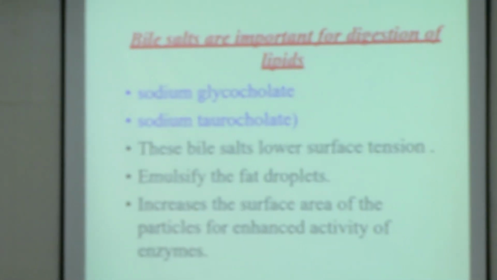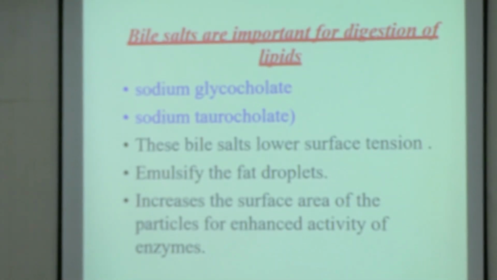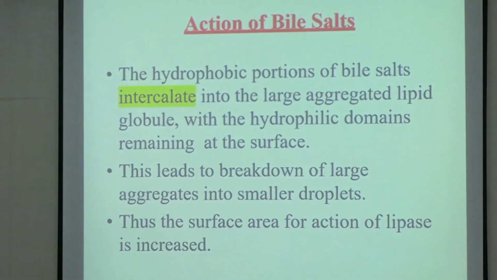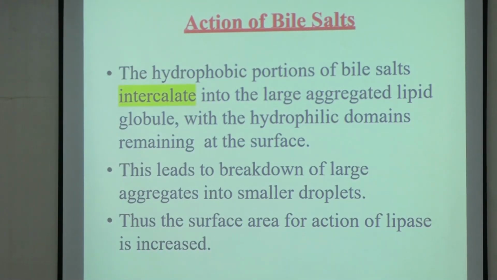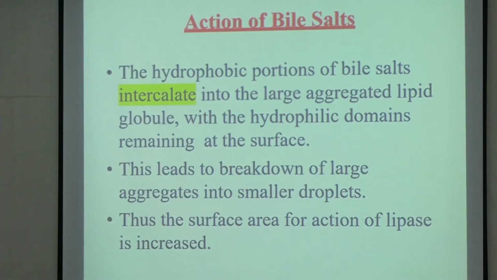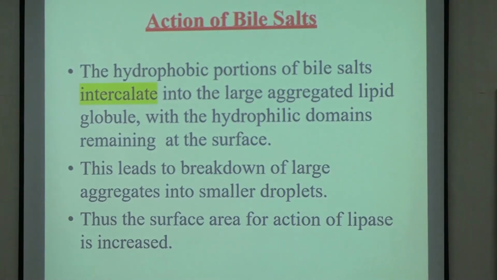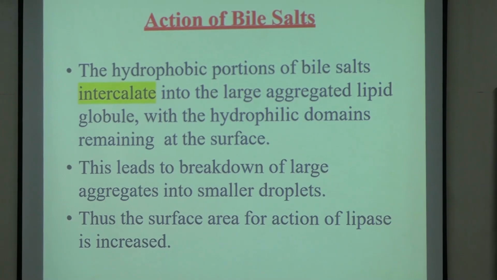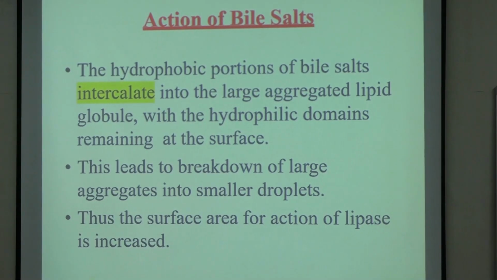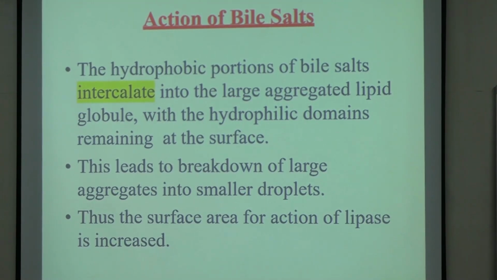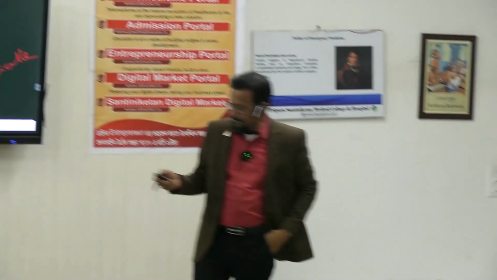They are sodium glycocholate, sodium taurocholate. Okay, so we have to remember them. As I already discussed, intercalate means the globules are penetrating their non-polar ends into this, thereby splitting some part of the fat droplets.